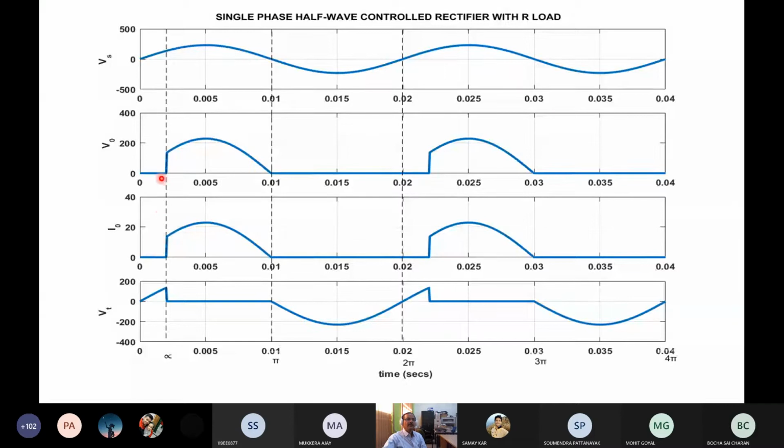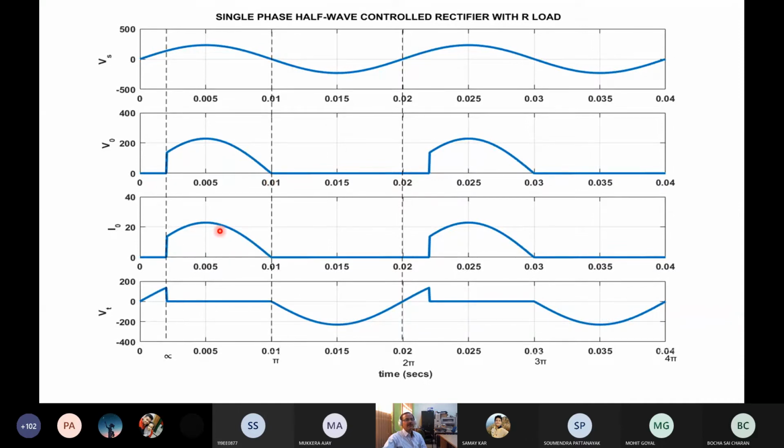This is alpha. You can trigger here, here, here. If alpha is 0, then the full cycle will come, like a diode rectifier. In a diode rectifier, we don't have any control. Here we are controlling the voltage.